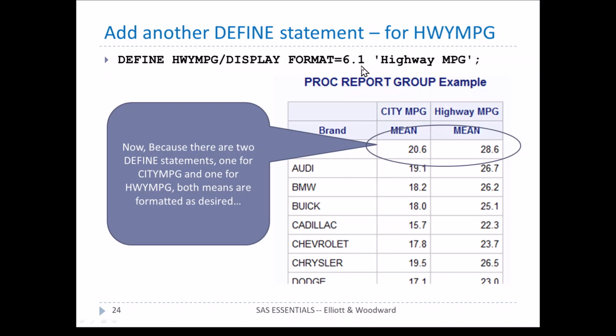All right, let's add another define statement for highway miles per gallon. And in this case, we do this to correct that column here to make sure that both columns are correct. And again, this just requires you to do more coding. If we had put highway miles per gallon and city miles per gallon in parentheses, we could eliminate having to code this extra line.